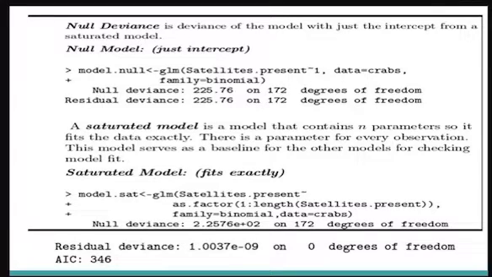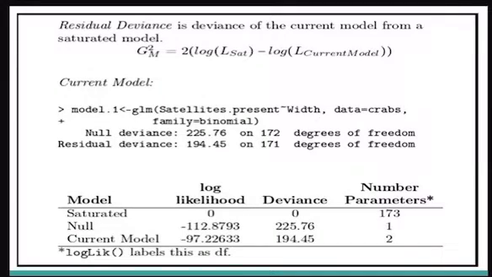Take a look at this. You're going to see the clear picture now. Look at the three models. Saturated, what is the log likelihood? 0. Deviance, 0. Number of parameters is 173. That 173 is the same as the number of observations. That is too complicated.